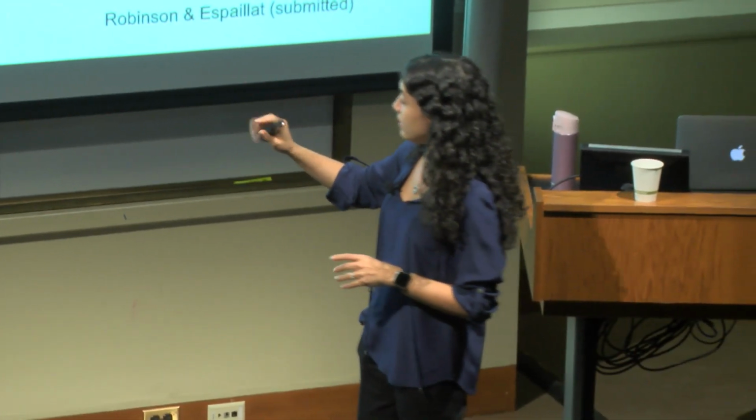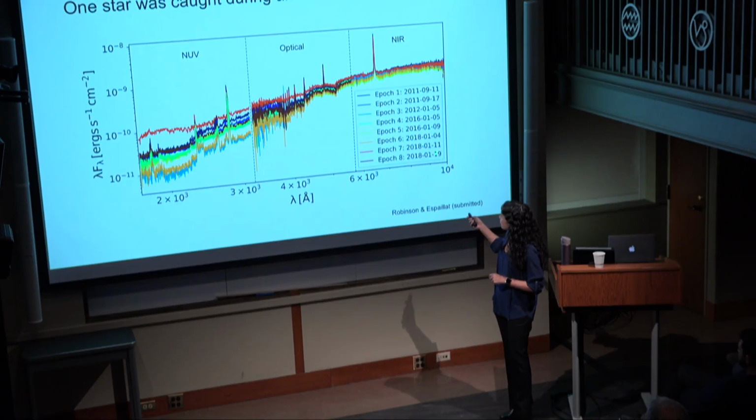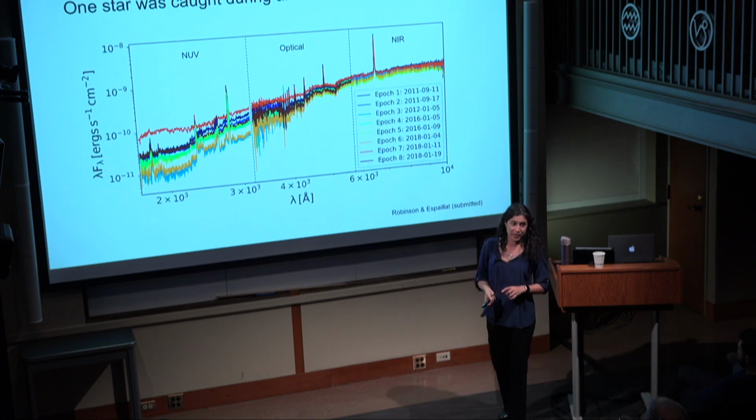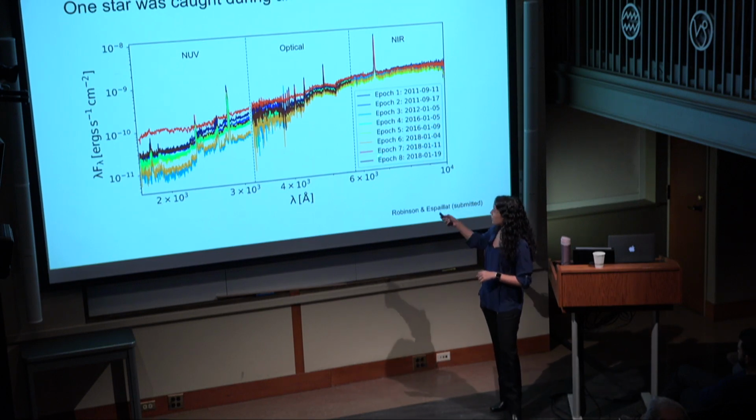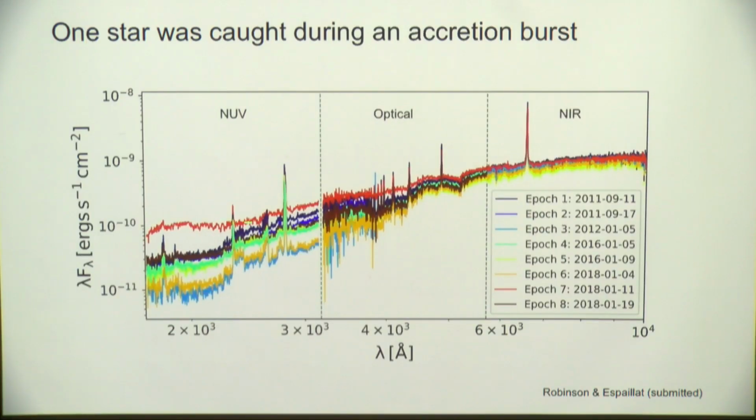So this is geomorrhagi, now focusing on the NUV, the optical, and the near-infrared. Here you see the epochs more clearly. We have 8 epochs of data. They're not evenly spaced, but the final 3 epochs are about a week apart. And you can see that the biggest change happens here in this red epoch, epoch 7.